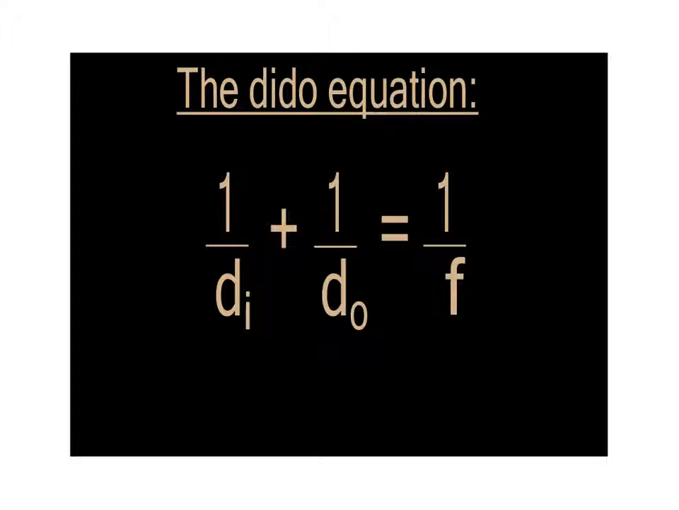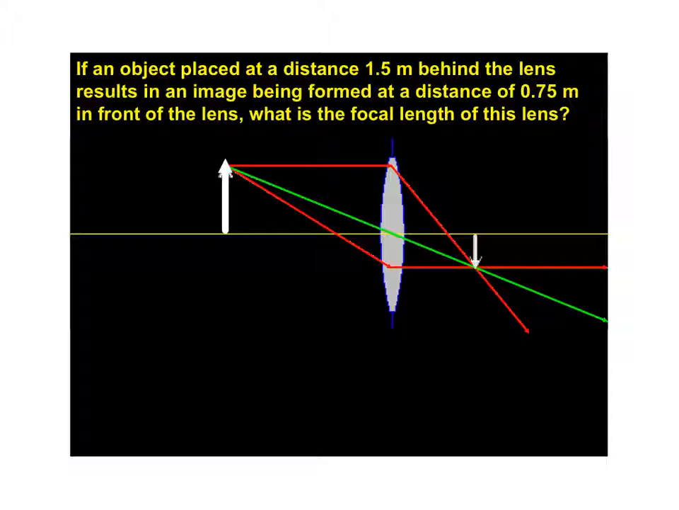So the equation itself here, of course, is the same one we use with mirrors: 1 over di, the image distance, plus 1 over do, the object distance, is equivalent to 1 over your focal length. Let's take a look at a quick practice problem here. Let's make sure we can do this. We've got an object placed at a distance of 1.5 meters behind the lens. It's going to result in an image being formed at a distance of 0.75 meters in front of the lens. Our job is to find the focal length of this lens.